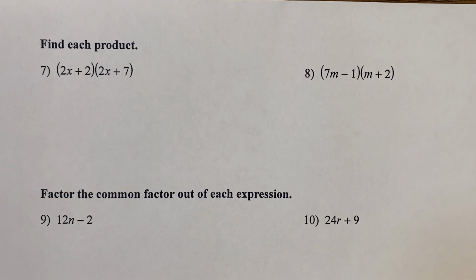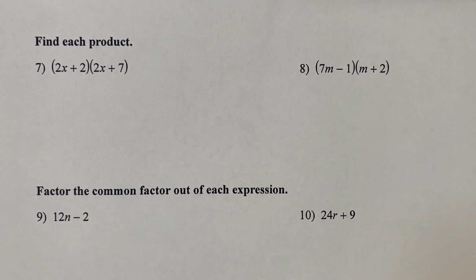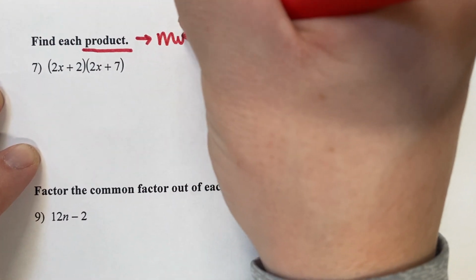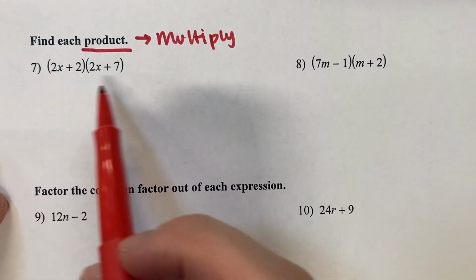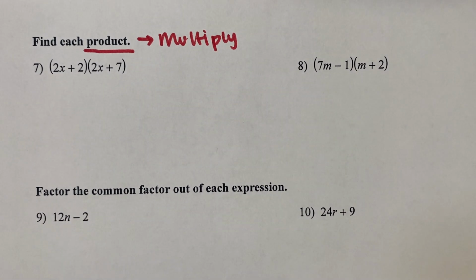Alrighty, so for numbers 7 and 8, we are asked to find the product. Okay, whenever you hear the word product, that means you are multiplying. Okay, this is what we call multiplying binomials. We learned 2 different methods for multiplying binomials.